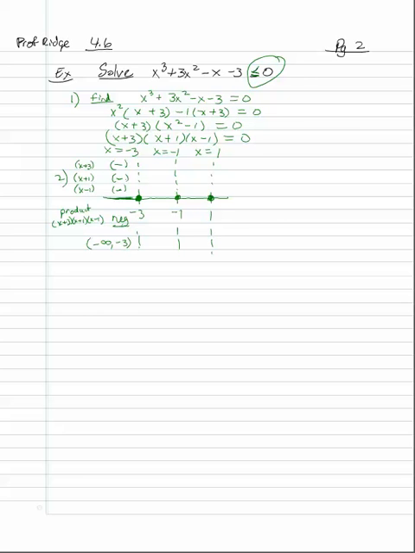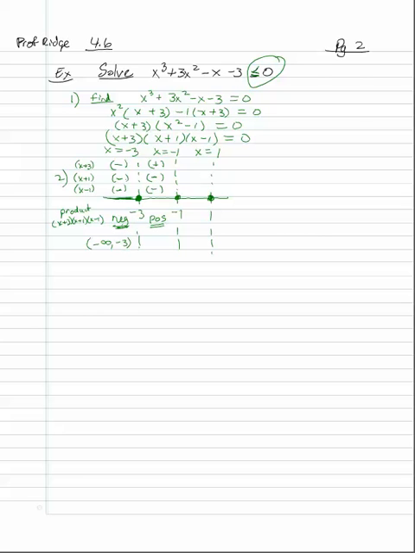Now pick in the middle region, say negative 2. Negative 2 plus 3 is positive 1. Negative 2 plus 1 is negative 1. Negative 2 minus 1 is negative 3. Again, I don't care about the number, I just care about the sign. That's why I'm analyzing the sign. So positive times a negative is positive for the product.